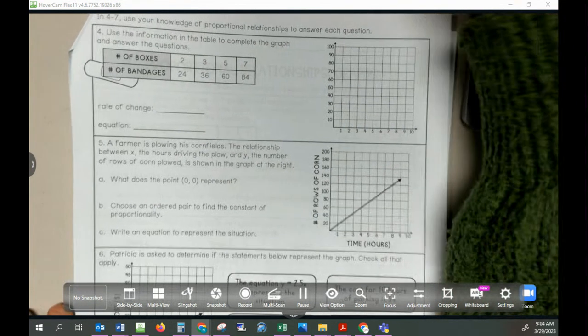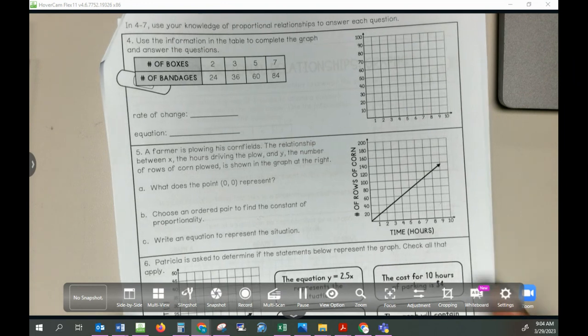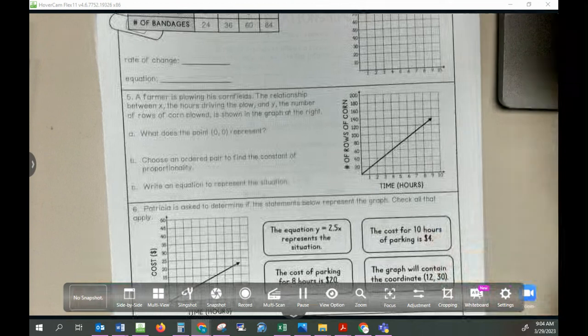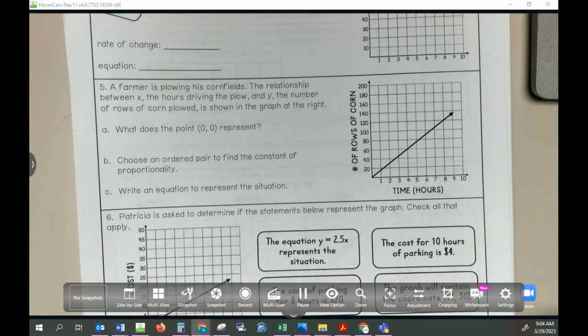Okay, some of these I'm not going to go over because, again, we're doing the very same thing that we've been doing. But let me look. It was one I wanted to look at. Okay, let's look at number 5. We're going to do 5 and 6, and then you will do 7 for yourself.